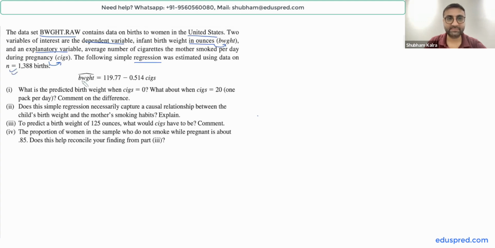So this is our sample size. This is the equation of the line of best fit. In the first part of this question, they are asking us what is the predicted birth weight when CIGS, that is the average number of cigarettes smoked, is equal to 0.